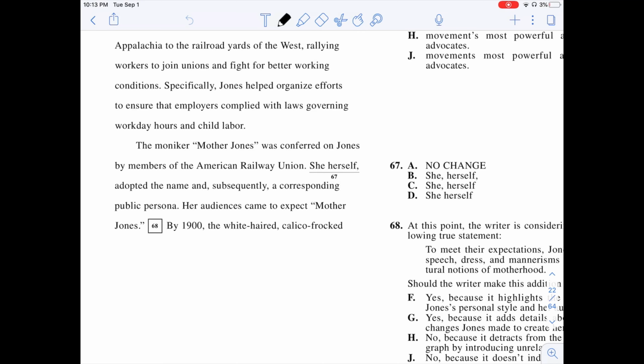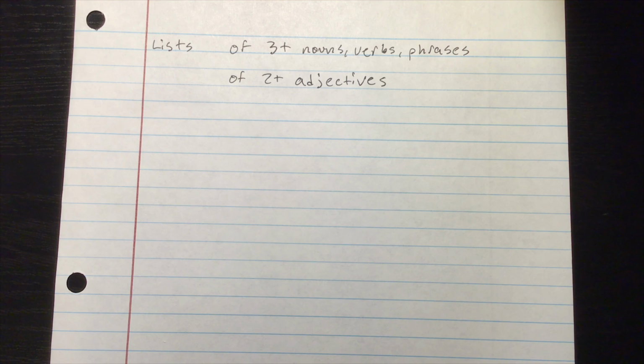So those are just itself, himself, themselves, herself, all of those. If those are directly adjacent to, right next to the noun or the antecedent that they're actually describing, you don't put commas around the pronoun. So at 67, we have "she herself adopted the name blah, blah, blah." That herself is describing the she. It's directly next to the she. We don't put any commas, so the answer would be D. This type of question doesn't come up too often, but it comes up often enough. So there you go. All right, moving on to lists.